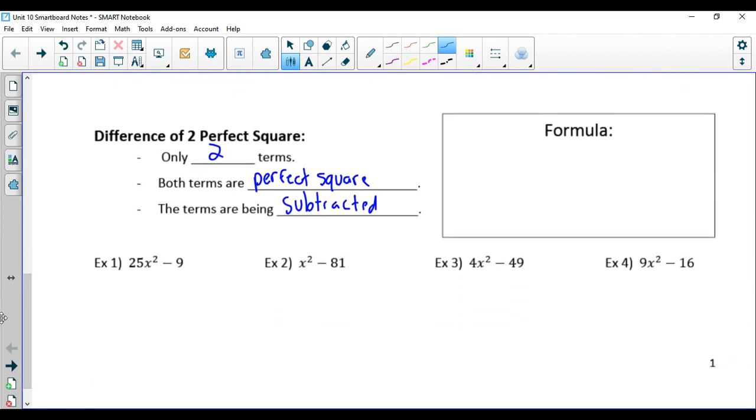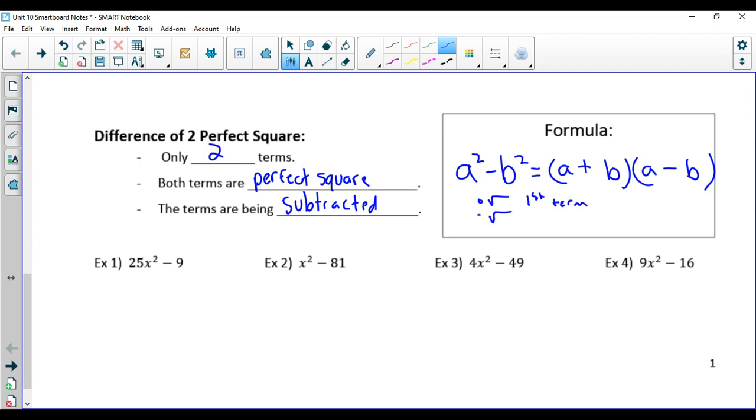So our formula is you're taking a perfect square minus a perfect square, and you're making it into 2 terms, or 2 sets of parentheses. This is kind of like SAM actually. And you take the square root of the first, which is going to be a, and then the square root of the second, and they always have opposite signs. Square root of the first term, square root of the second term, and then opposite signs.